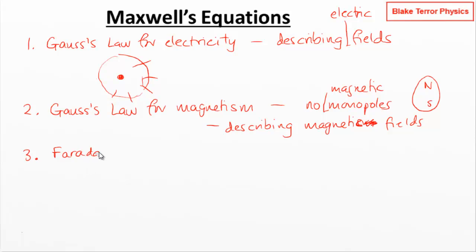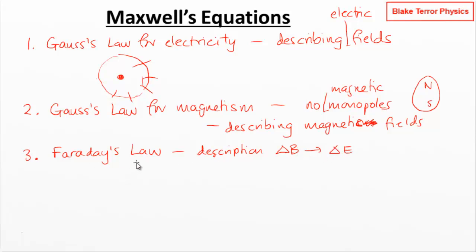So the third Maxwell's equation is Faraday's law. This is Faraday's law of magnetic induction. So how does a changing magnetic field induce an electric field? This is a description of that. So we've got a description of how a changing magnetic field leads to a changing electric field.